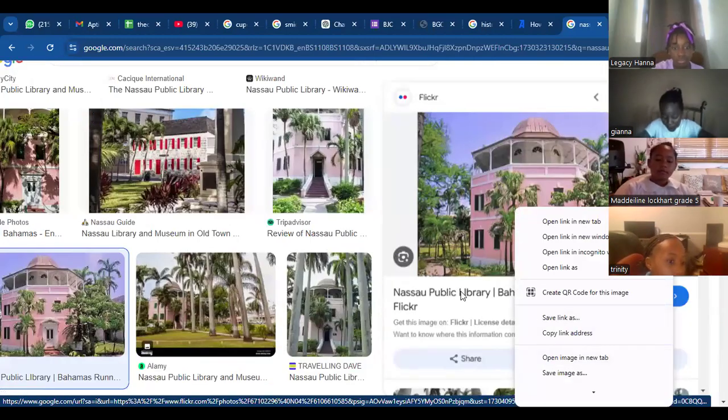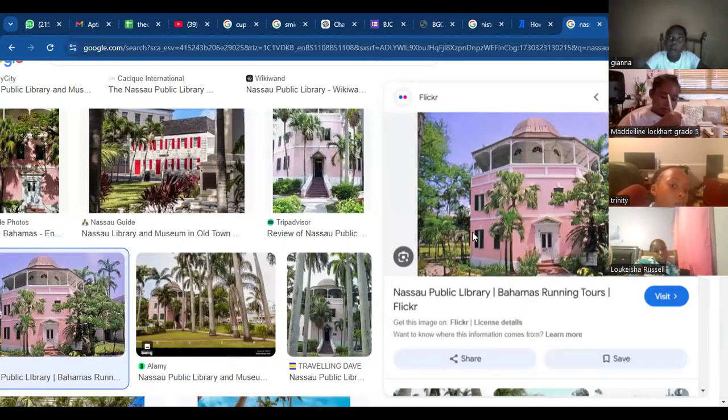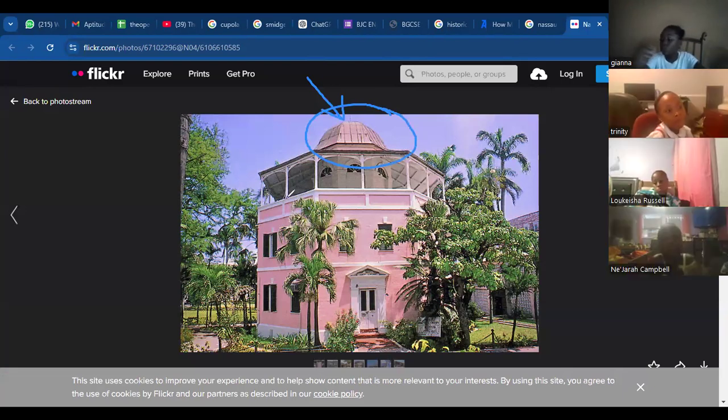Okay. Question. There's something on top of this. What is this called? A cupola. And how many sides does this thing have? Eight sides. So it's like an octagon. It's octagonal.